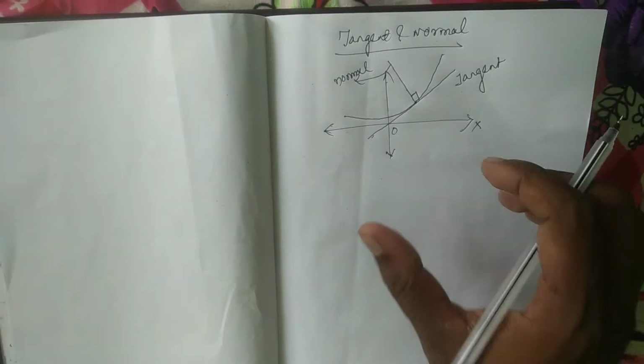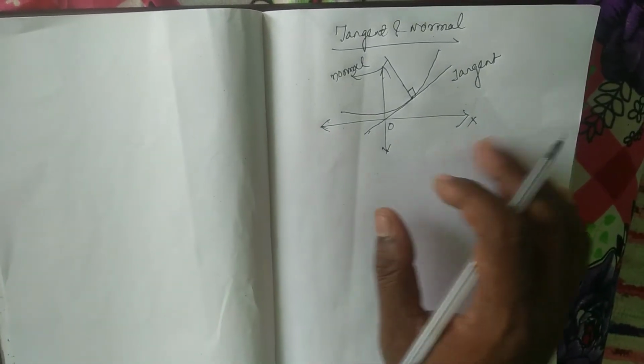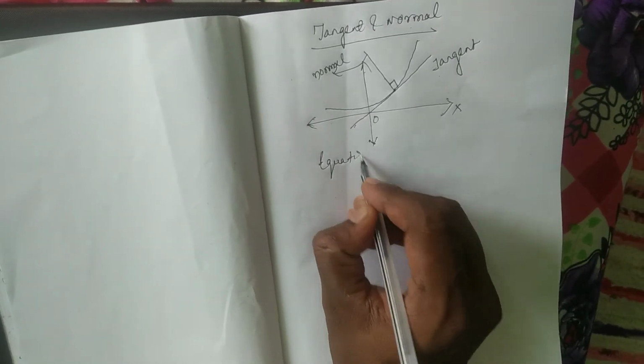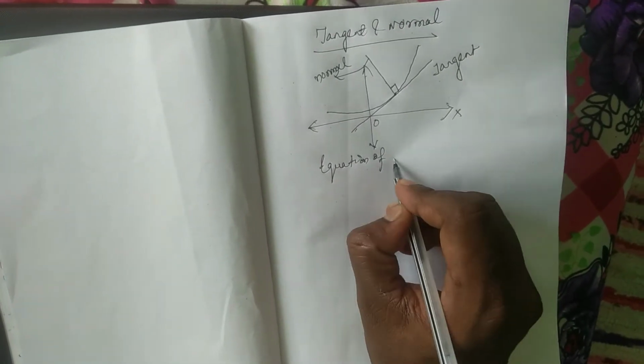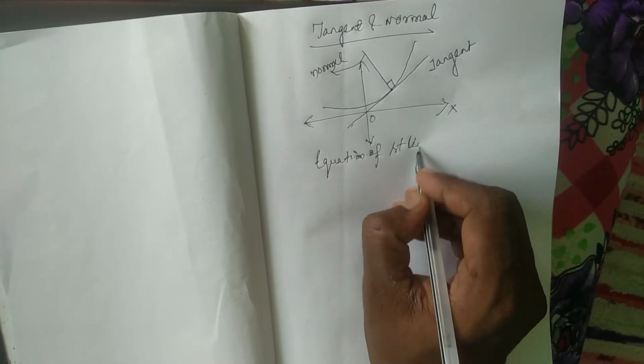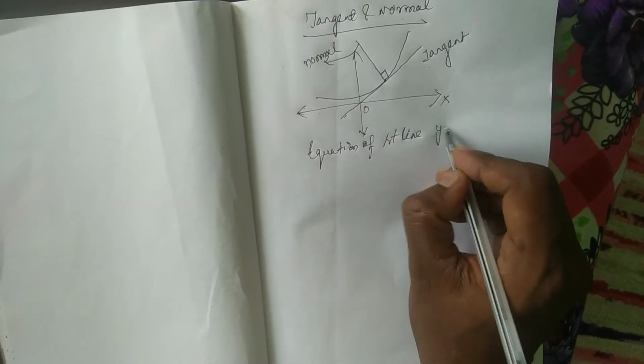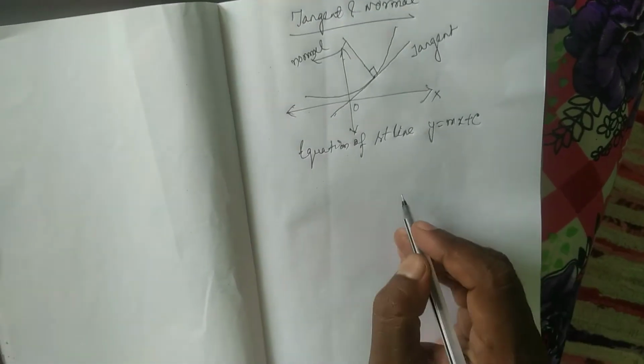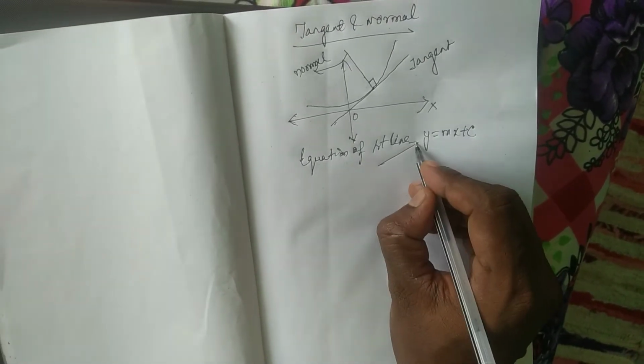You know a tangent is a straight line. And what is the equation of a straight line? The equation of a straight line is always y = mx + c, as we know. And since the tangent is a straight line, the equation of the tangent must take this form.